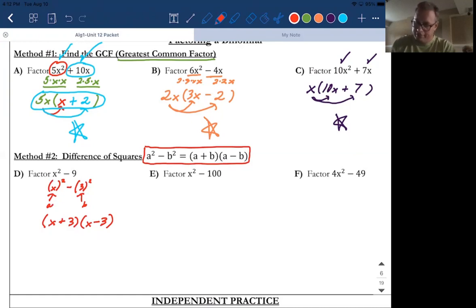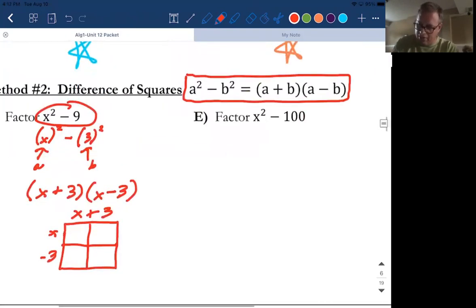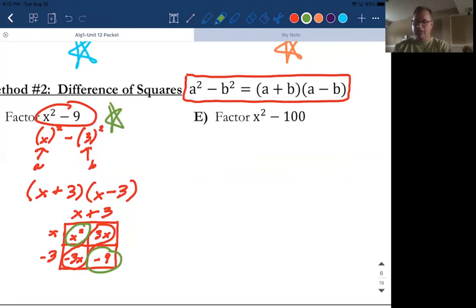Now I want to prove it. Okay, and you can do this every time. You don't have to, but you can. So here's x plus 3 and here's x minus 3. And if we get x squared minus 9, we've done it right. All right, here we go. So x times x, x squared. 3 times x, 3x. Negative 3 times x, negative 3x, and 3 times negative 3, negative 9. Look, you add them together, the 3x and the negative 3x become 0. All you're left with is x squared minus 9. We got it. Done.